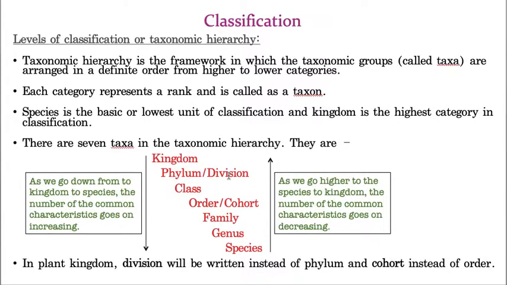Why is it called a division? For example, if I am classifying an animal, then I have to use the word phylum. If I am classifying a plant, then in place of phylum I have to use the word division. Now the next one is class, the next one is order. Again, if I am classifying an animal, I have to use the word order. If I am classifying a plant, then I have to use the word cohort. Now the next ones are family, genus and species.